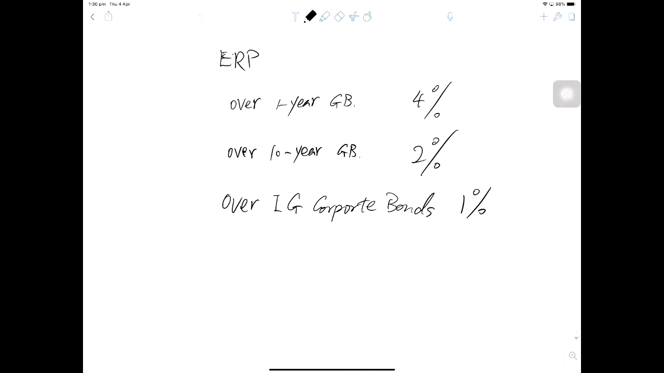So now we have this estimated equity risk premium over the 1-year government bond, which is 4%, over the 10-year government bond a 2% premium, and over investment grade corporate bonds, that's the last one, 1%. If the investor is someone like the clients in your assignment, with an investment horizon of 10 years plus, how are you going to forecast the expected return in the US and Australian markets? Which rate are you going to choose? What's your preference?